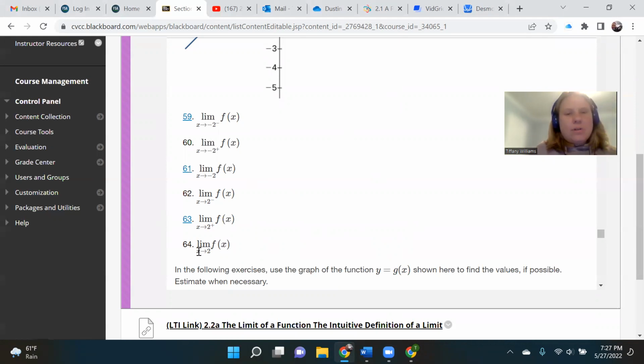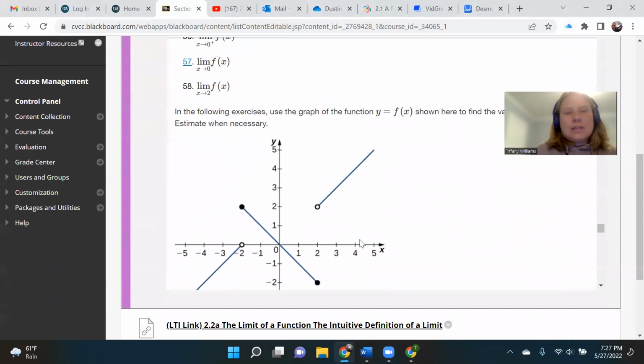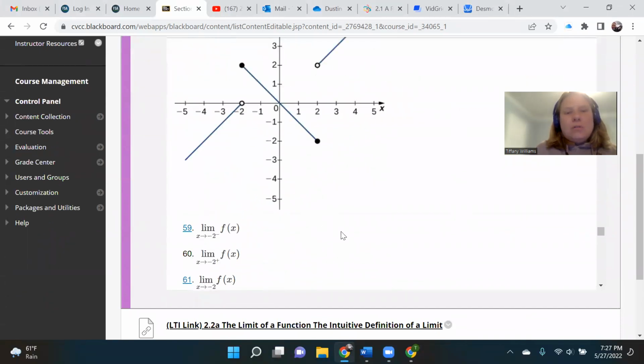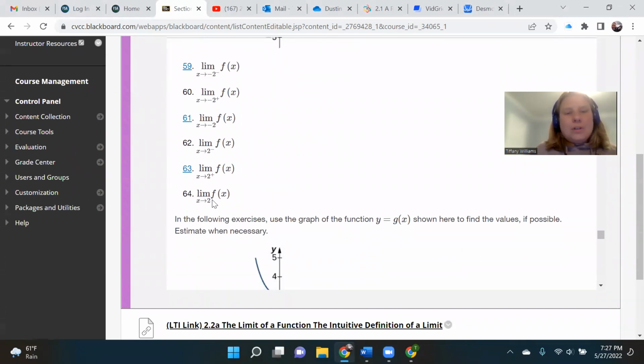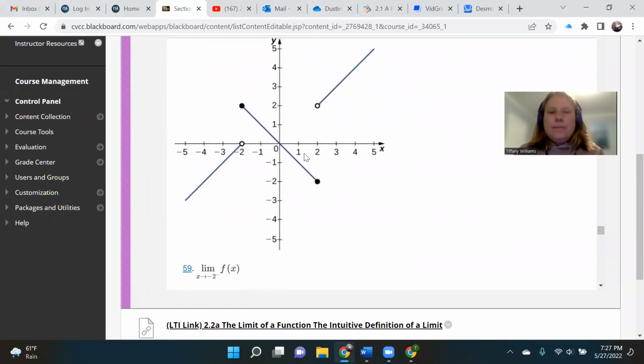So number 64, the limit as x approaches 2 of f of x. So notice there's no right or left, it's just 2. So I have to approach the same thing from both sides. If we go to 2 here, notice with 2, I am not approaching the same thing from both sides. From the left side, I'm approaching -2. From the right side, I'm approaching +2, right? -2, +2 are not the same thing. So for this one, the limit as x approaches 2 does not exist. So there's another example of it does not exist.